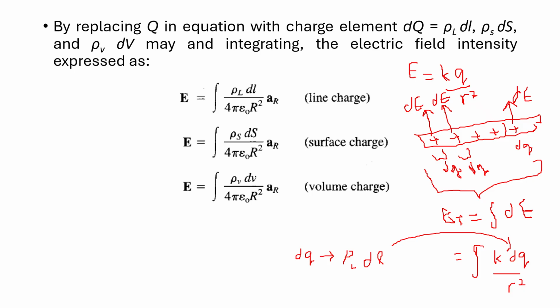For the surface charge, you have the integral of surface charge density over the surface, ds, over 4 pi epsilon naught R square with the unit vector AR. For the volume charge, you have the integral of rho v, the volume charge density, over the volume over 4 pi epsilon naught R square with the unit vector AR.